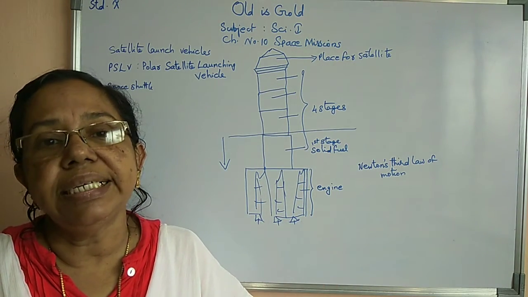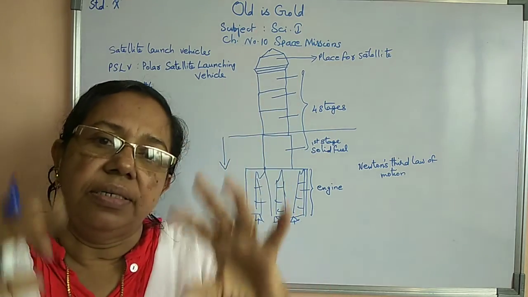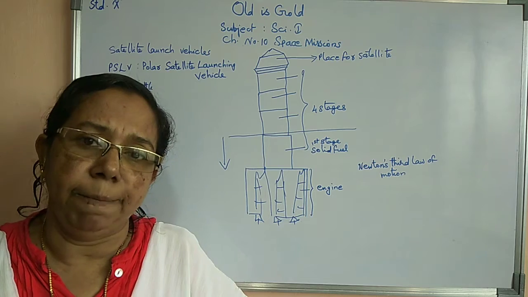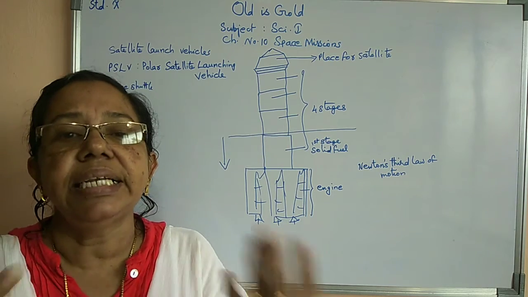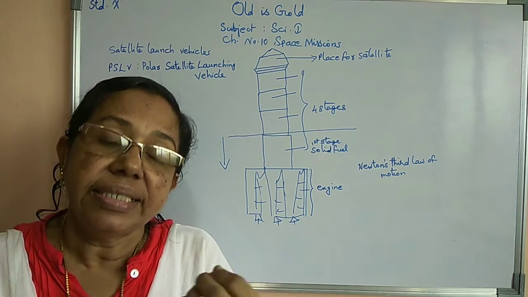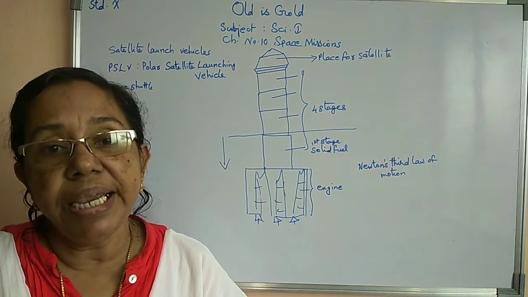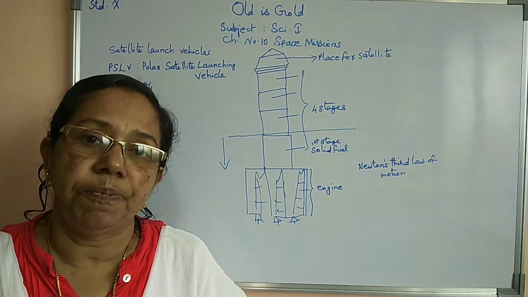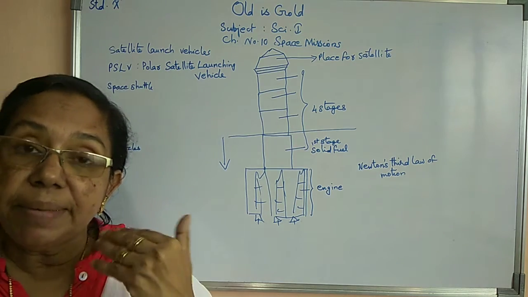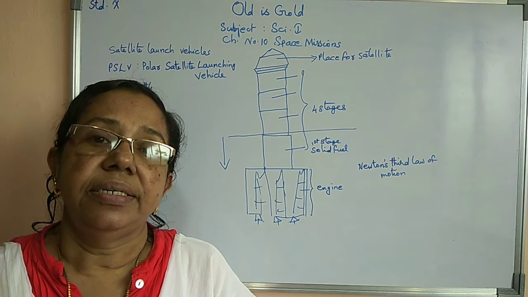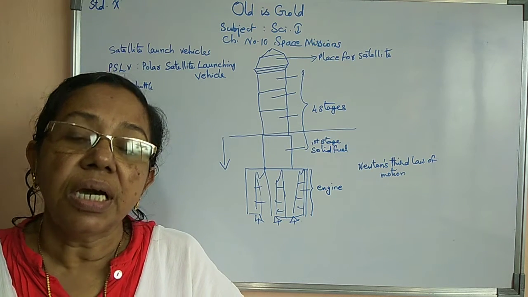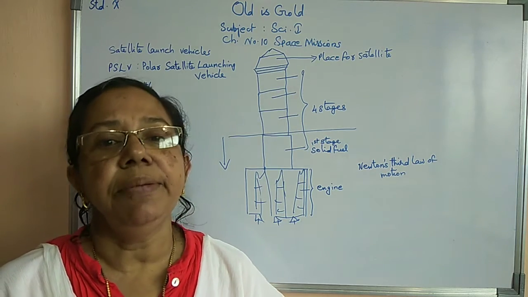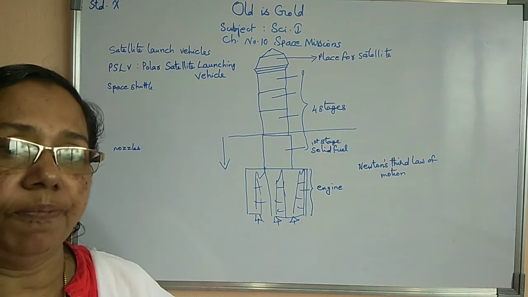So here we can say that once we send a launching vehicle, that cannot return to the same place again. So next time, when we want to send another satellite, again we have to make another launching vehicle. For that, its cost is very high. Because of that, the USA now made one reusable launching vehicle. Its name is Space Shuttle.